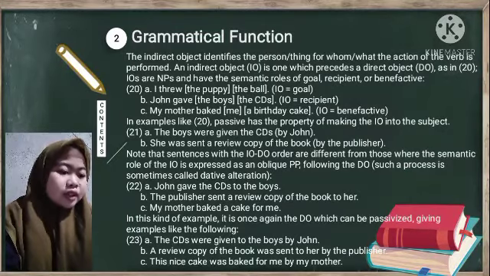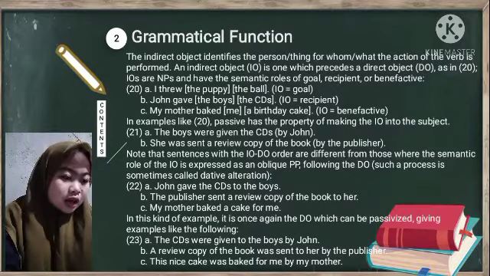21. A. The boys were given the CDs by John. B. She was sent a review copy of the book by the publisher. Note that sentences with the indirect object to direct object order are different from those where the semantic role of the indirect object is expressed on an oblique verb phrase following the direct object. Such a process is sometimes called dative alternation.